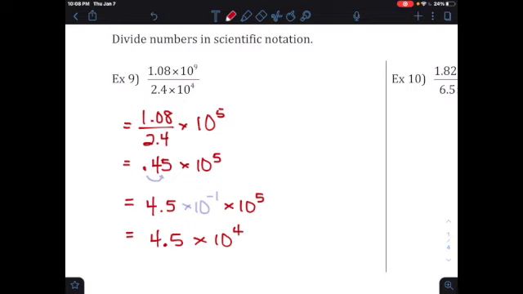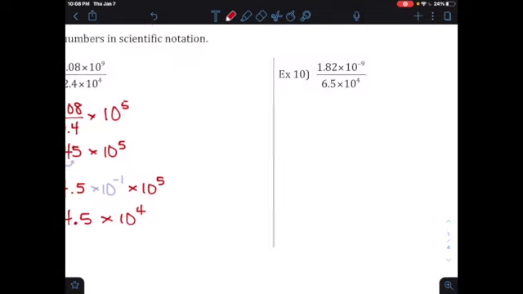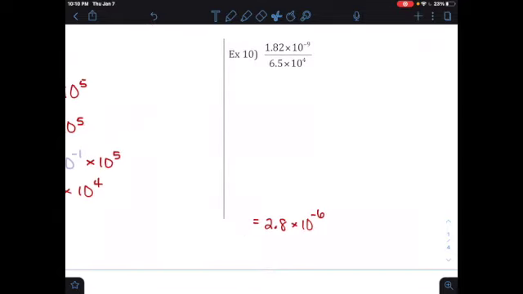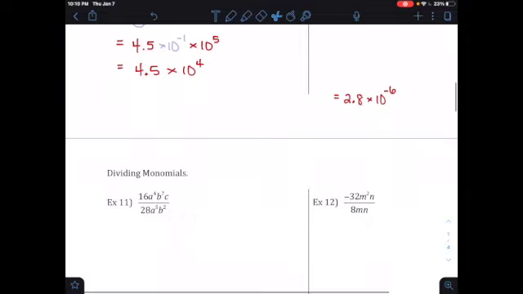I would like you guys to pause and try example 10. Please double check your example number 10's answer. This kind of problem would definitely show up on your test. On to example number 11.